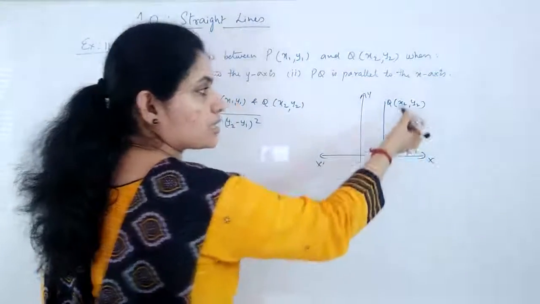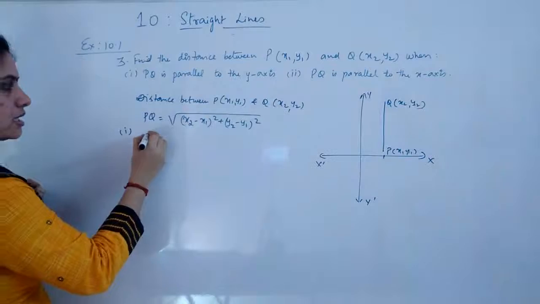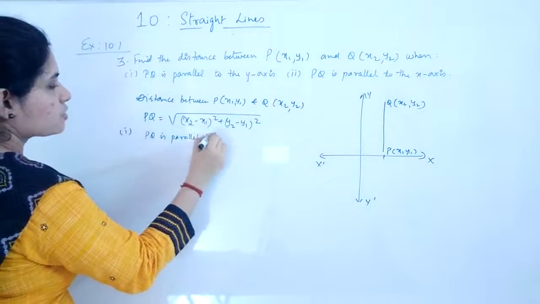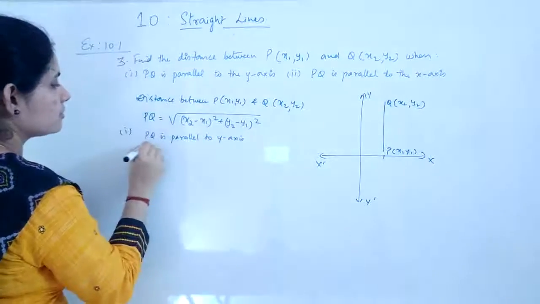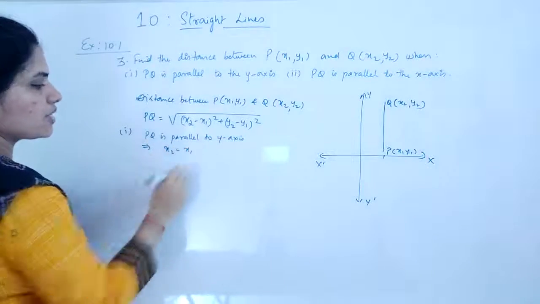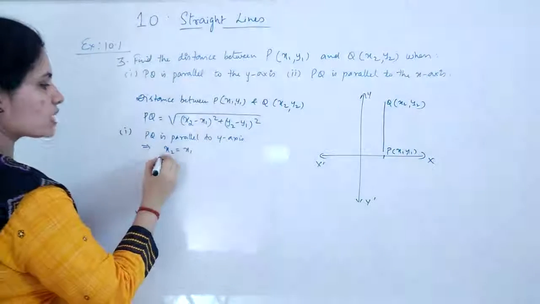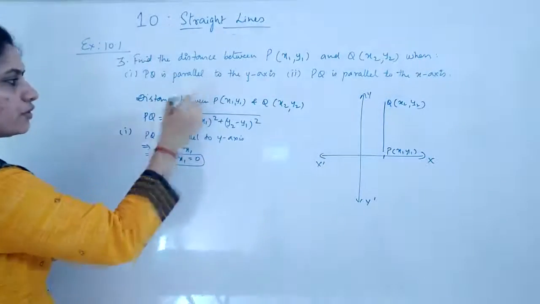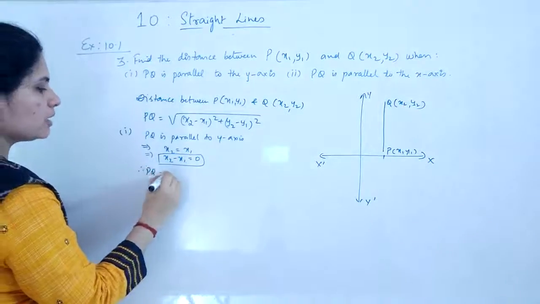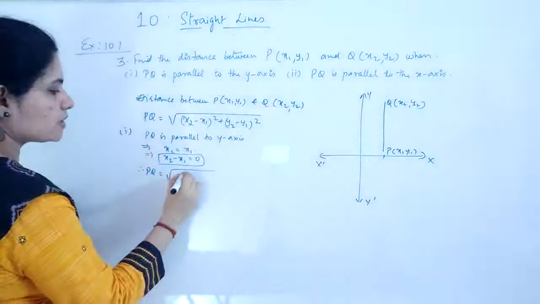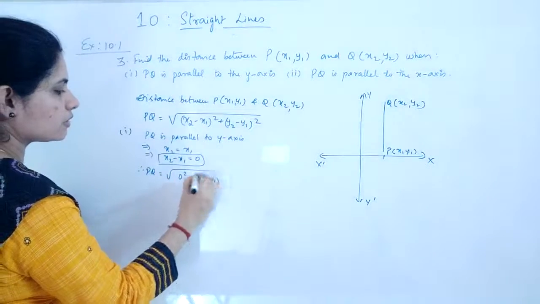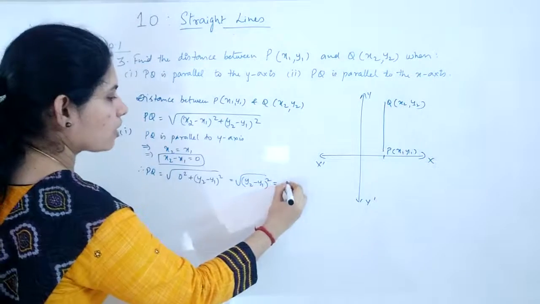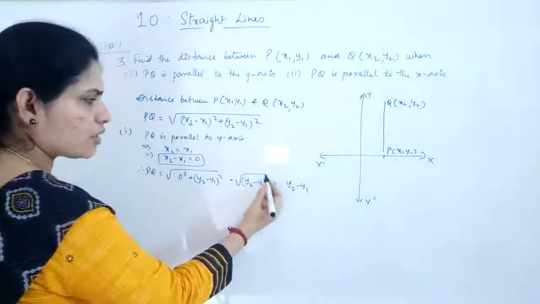That means the x coordinate will be same for both P and Q. Or you can say since PQ is taken as parallel to y-axis, this implies that x2 is equal to x1, right? x2 equal to x1 will give you x2 minus x1 is equal to 0. Now you go for the formula, therefore PQ will be root of x2 minus x1, which is 0 square, plus y2 minus y1 the whole square, which will give you root of y2 minus y1 the whole square, or y2 minus y1. Root and square will go.